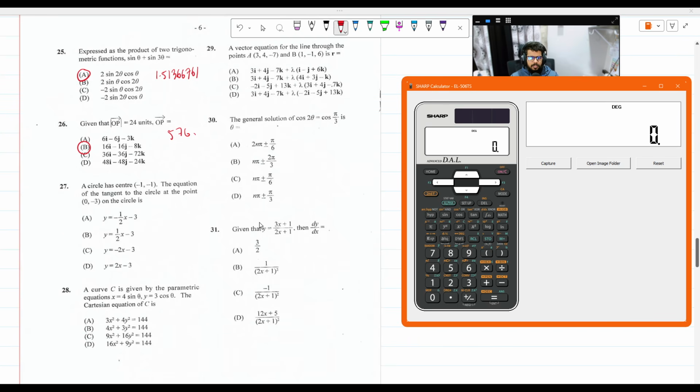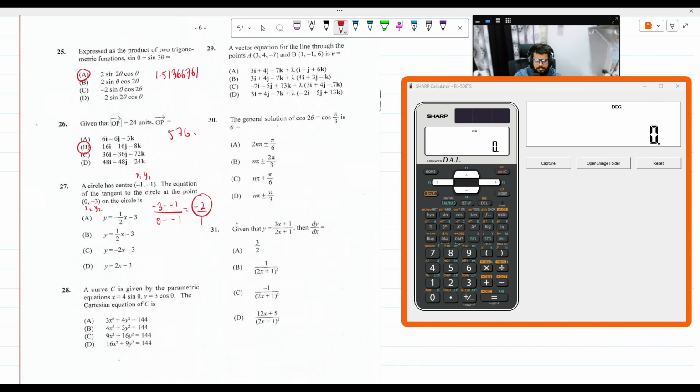A circle has center 1, minus 1. The equation of the tangent to the circle at the point 0, 3, so this is x1, y1. This is x2, y2. Y2 minus y1, which is minus 3 minus 1, over x2 minus x1. So minus 3 plus 1 is minus 2 over 1. Minus 2 is the gradient of the tangent, and the only equation that has minus 2 as the gradient is going to be C. Good.